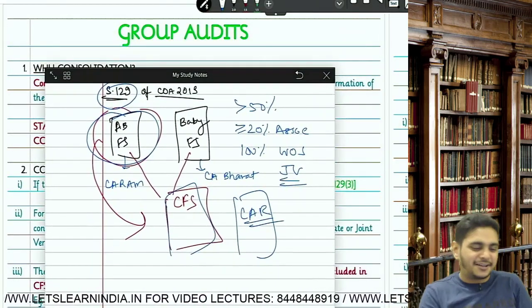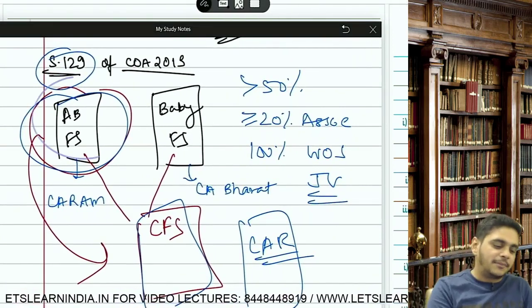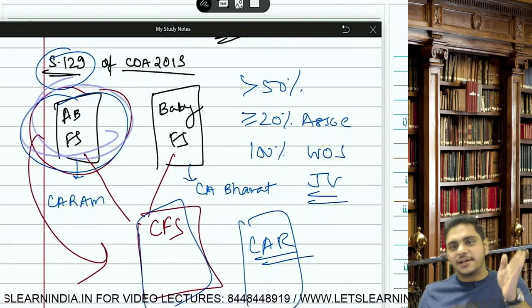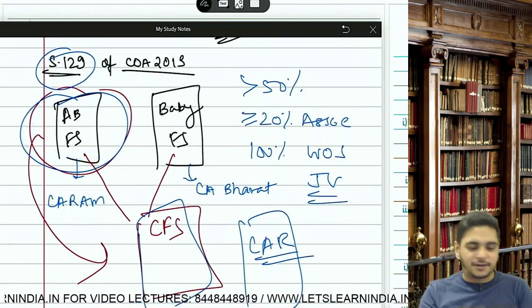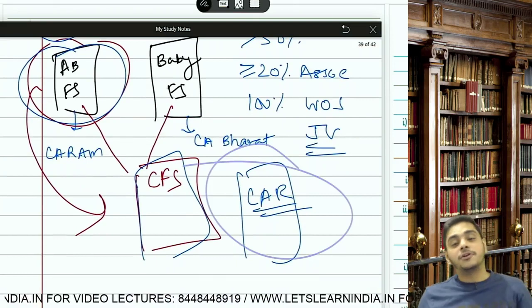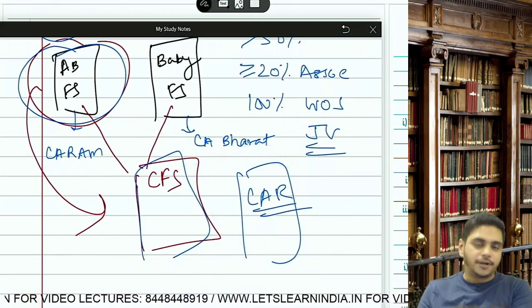Who will do conso? Sir, you have done the kid, right? So the holding company will do conso. Holding company management has done the conso. Hey auditor, now prepare the report. What will you prepare? Consolidated audit report.